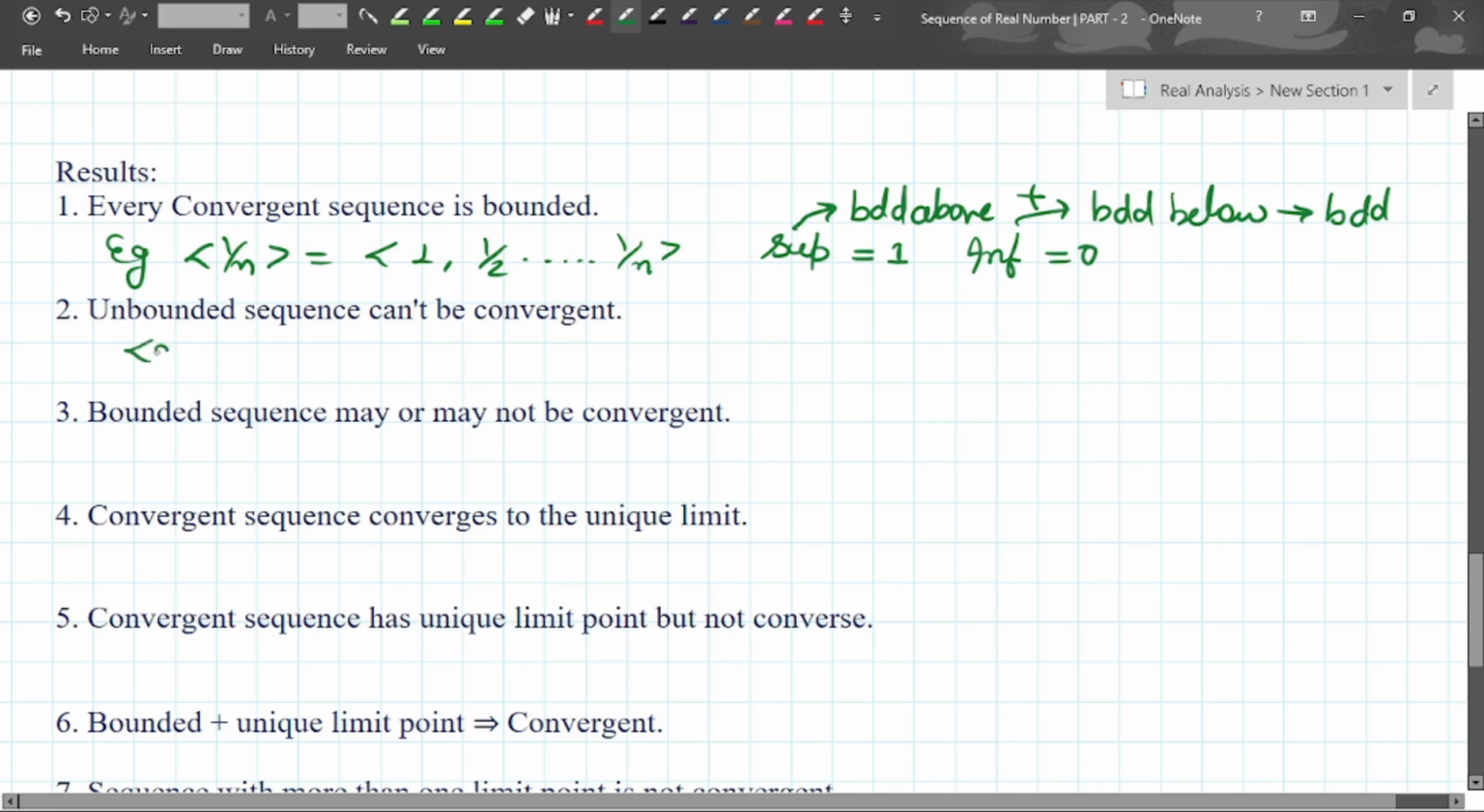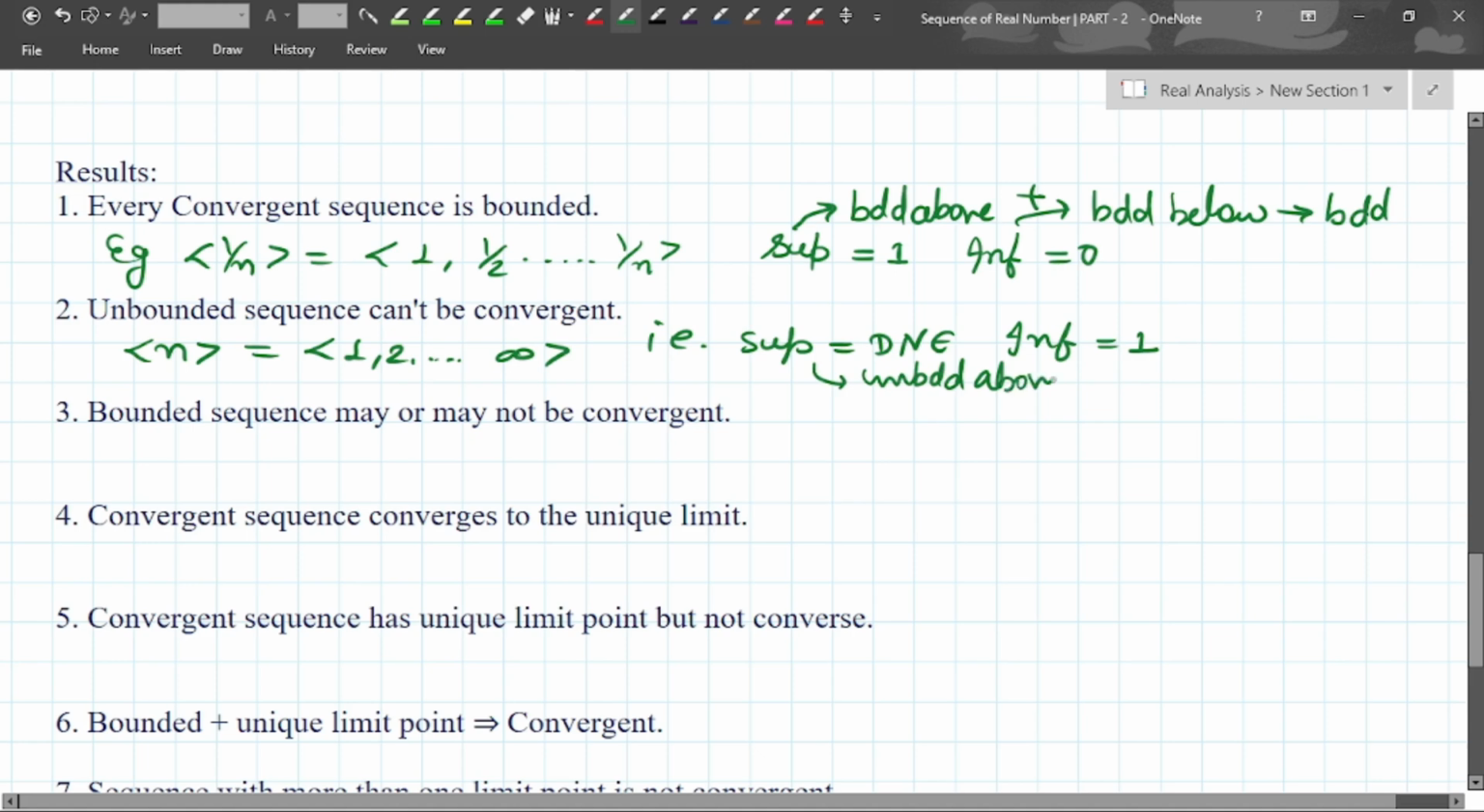Next, an unbounded sequence can't be convergent. Let's say n. It is an unbounded sequence, 1, 2 to infinity. What is the supremum? It does not exist. But the infimum is 1. So here it is unbounded above. If it is unbounded above, then it is unbounded. Simply, you can say it is unbounded, and this sequence is divergent, not convergent.